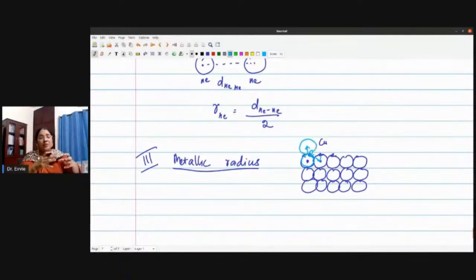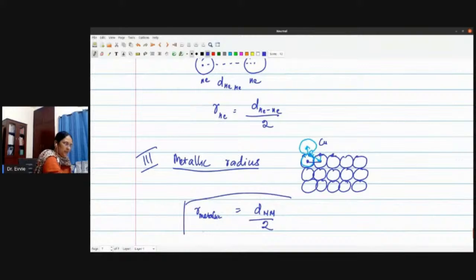So by that force of attraction between the valence electron of one atom and the nucleus of the other atom, they'll form a bond that is called the metallic bond, because metals have free electrons around them. Now coming to how to calculate the radius. If I want to calculate the radius of metals, it will be equal to d_mm, the diameter between these two, divided by 2. So this is how.